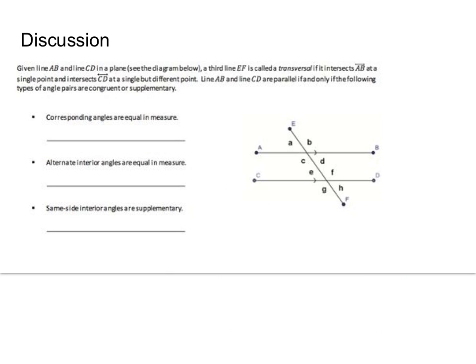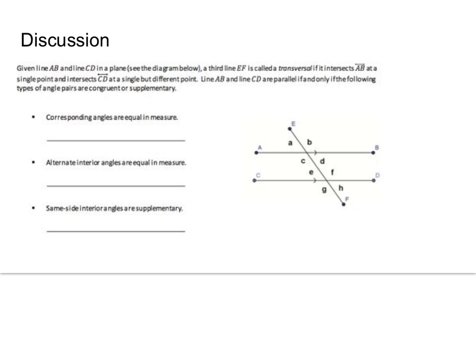Okay, so given line AB and line CD in a plane, a third line EF is called a transversal. So this right here is called a transversal, if it intersects line AB at a single point and intersects line CD at a single but different point. Lines AB and CD are parallel if and only if the following types of angle pairs are congruent or supplementary.